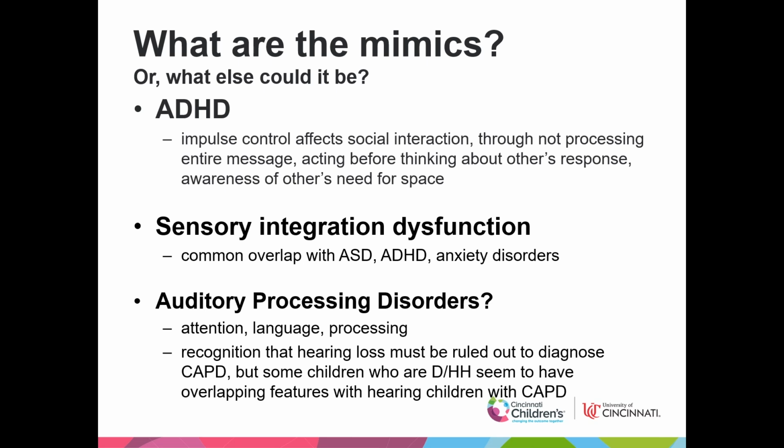And then I like to put a nod to auditory processing because I really don't understand it. And I know kids who are deaf and hard of hearing are not allowed to have this. But you do sometimes see kids with unilateral or asymmetric hearing loss. It just feels like they have some overlapping features with auditory processing, whether that's attention, language, what. But you just kind of have a different pattern than what I would typically see in other kids who are deaf and hard of hearing.